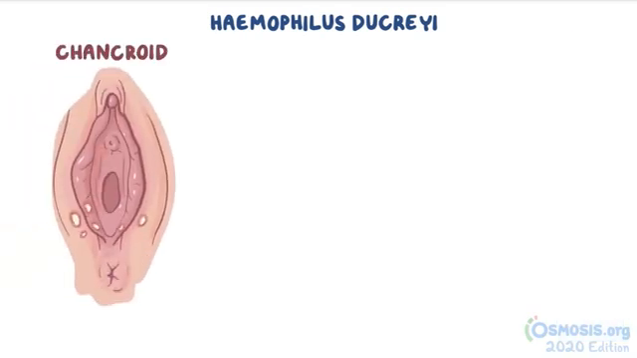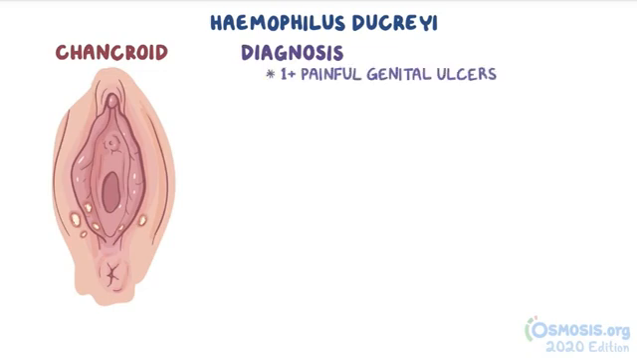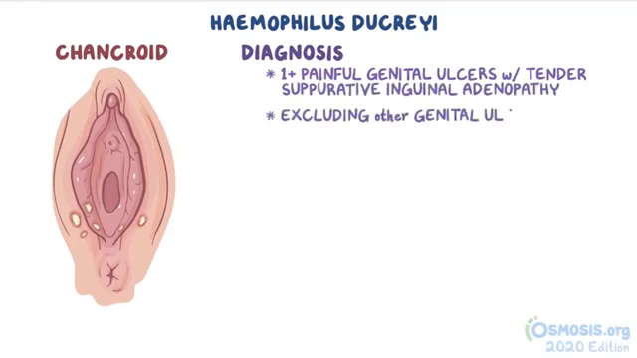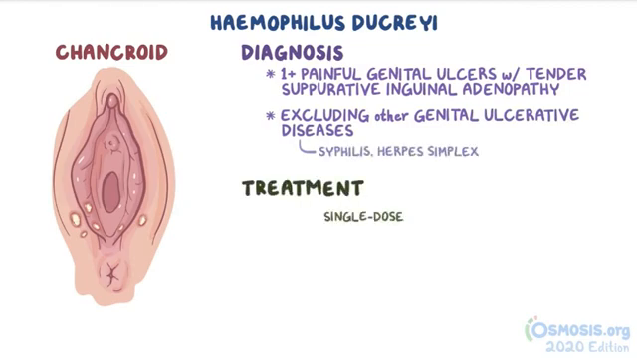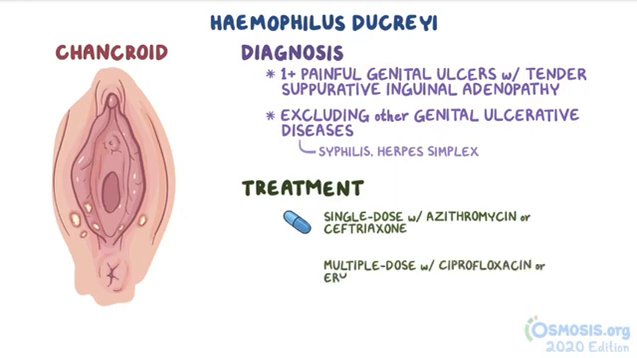It causes a sexually transmitted disease called chancroid, which is usually diagnosed on the basis of clinical findings such as one or more painful genital ulcers with tender suppurative inguinal adenopathy, and by excluding other genital ulcerative diseases such as syphilis or herpes simplex virus infection, and is treated with single-dose therapy using azithromycin or ceftriaxone, or with multiple-dose therapy using ciprofloxacin or erythromycin.